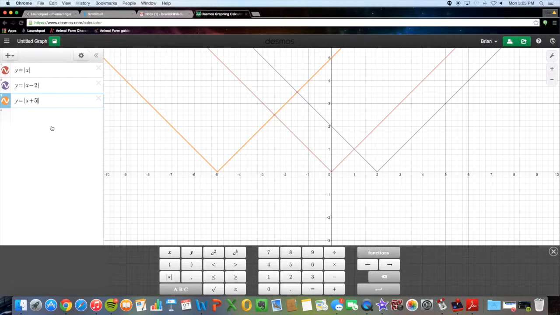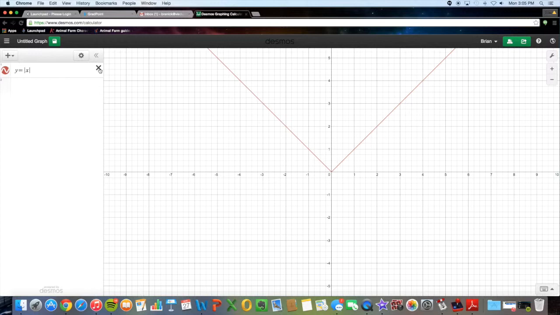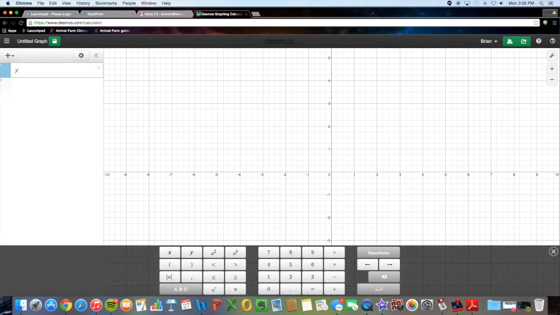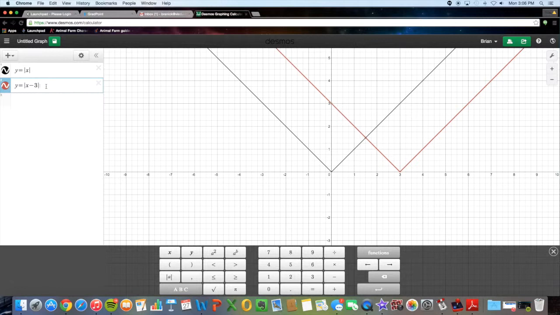So if we wanted to translate the graph here of y equals the absolute value of x, let's say we want to translate it 3 units to the right and 3 units up. What would that look like? Well, we need to subtract 3 in the marker, and we need to add 3 outside of it. And there we go. Our vertex is now at 3, 3. But again, we've maintained that V shape.